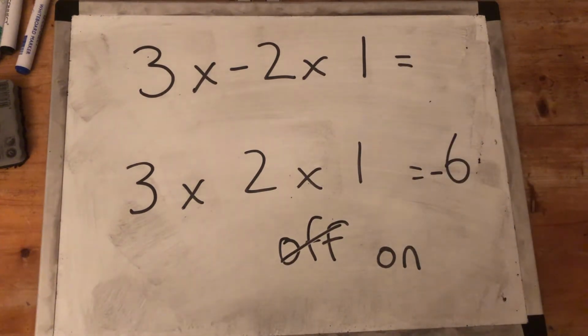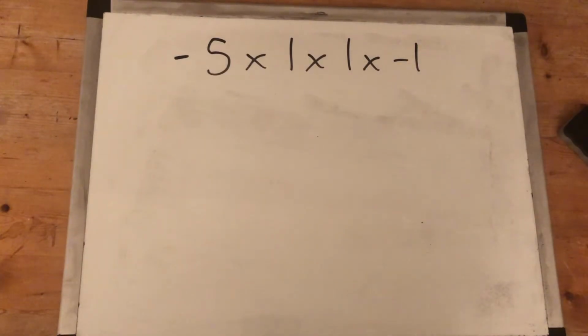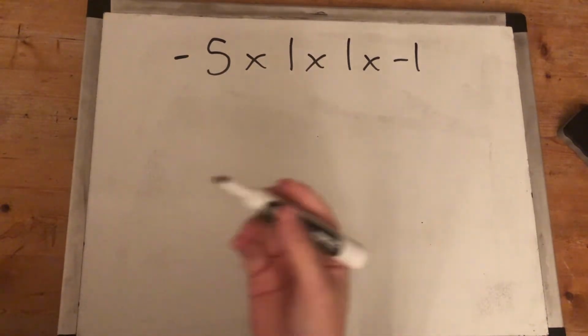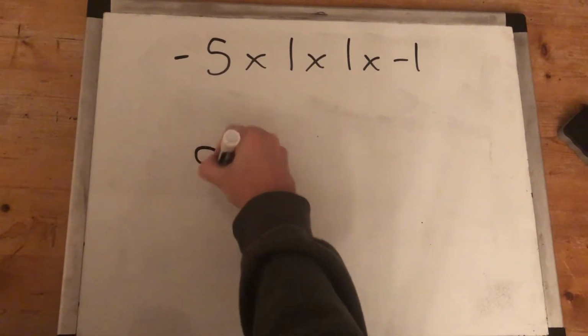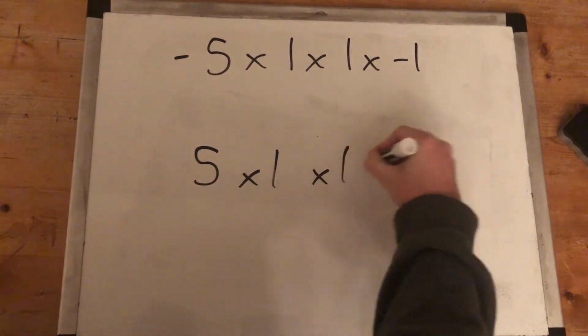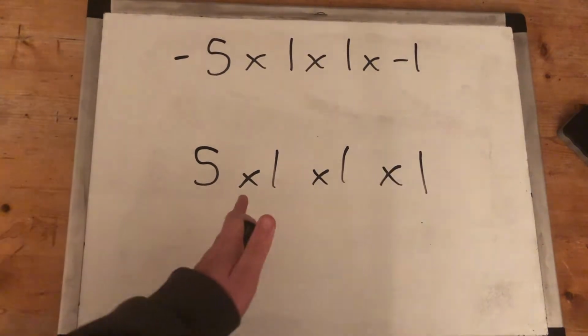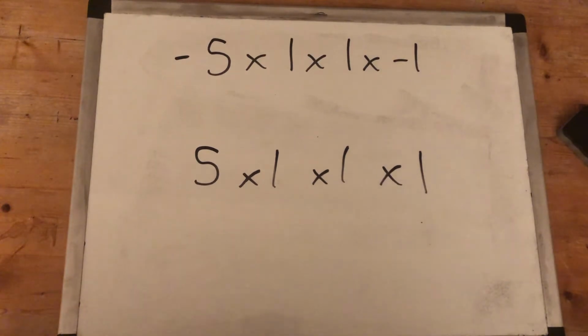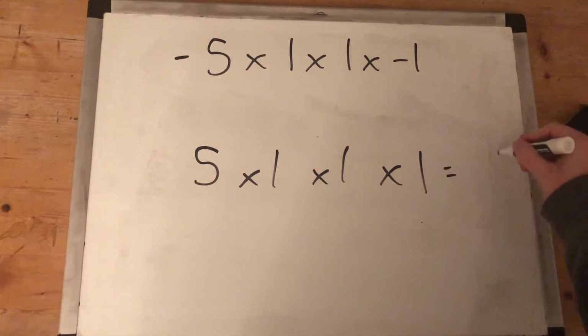A bit confusing, but let's go over a few more examples. Minus 5 times 1 times 1 times minus 1. Our first step, we know, write it out normally. 5 times 1 times 1 times 1. 5 times 1 is 5. Times 1 again, it's still 5. Times 1 again, it's still going to be 5. So our answer is 5.